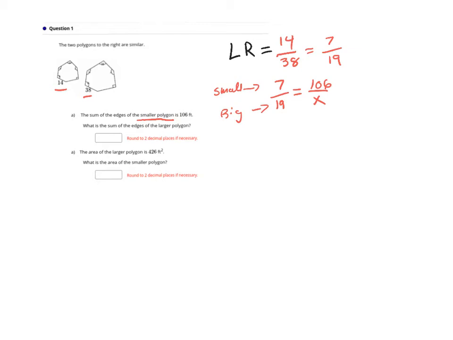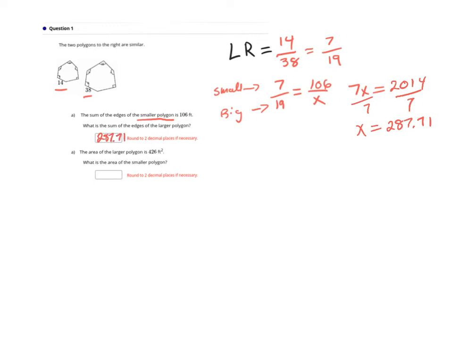Then we need to cross multiply. So I'm going to get 7x is equal to 2014. Then we divide both of them by 7, and I'm going to end up with 287.71 when it's rounded to 2 decimal places.